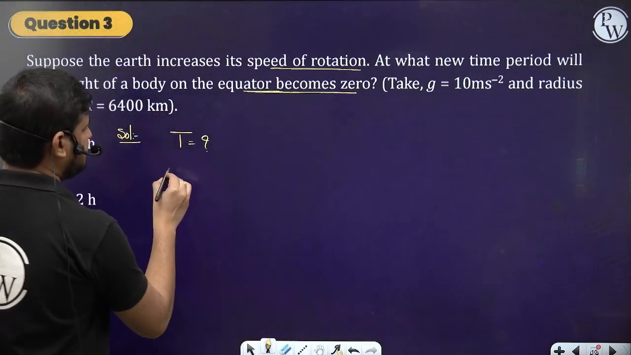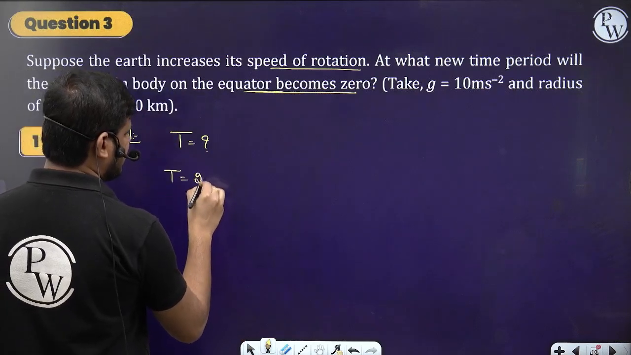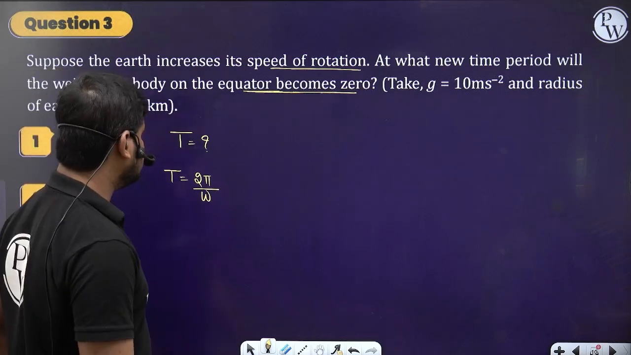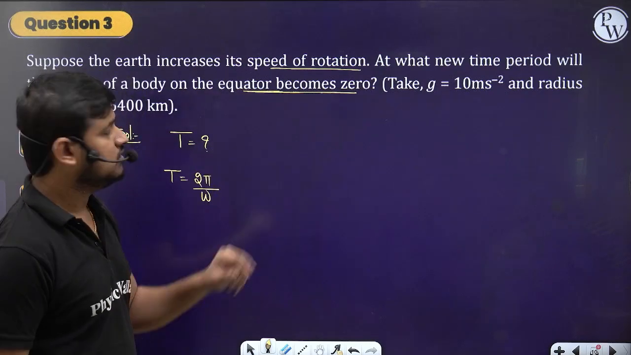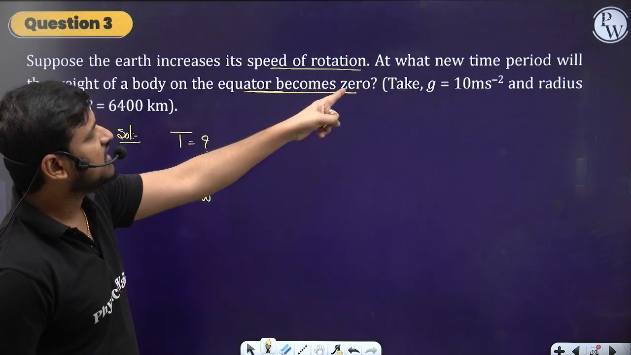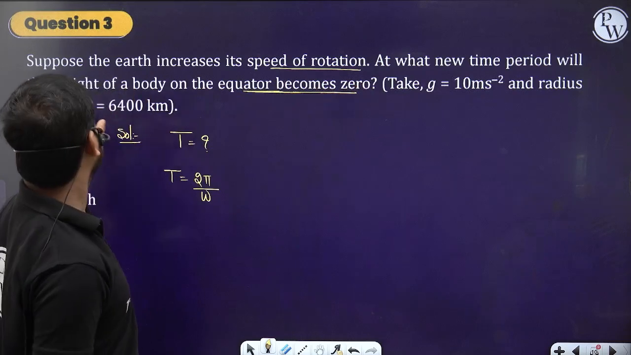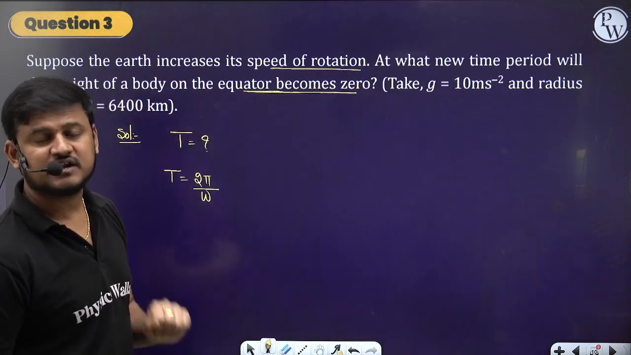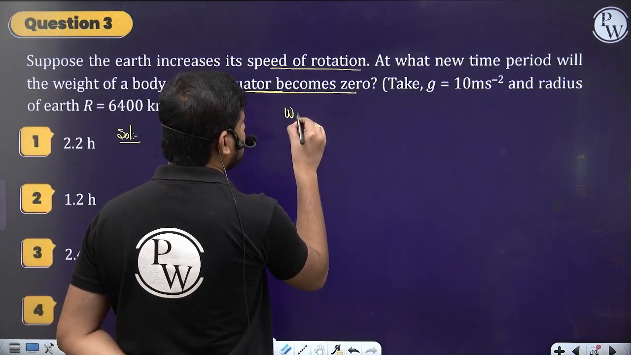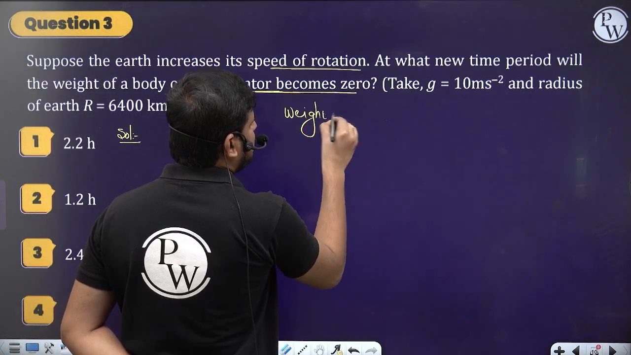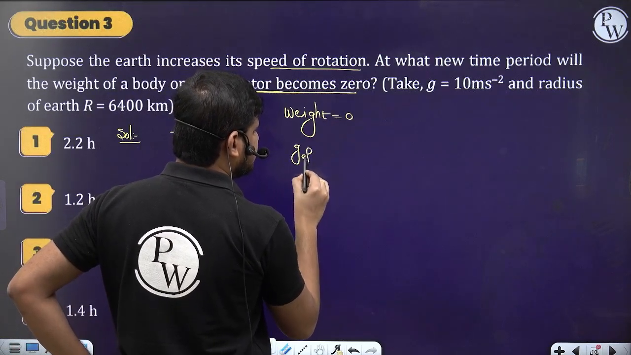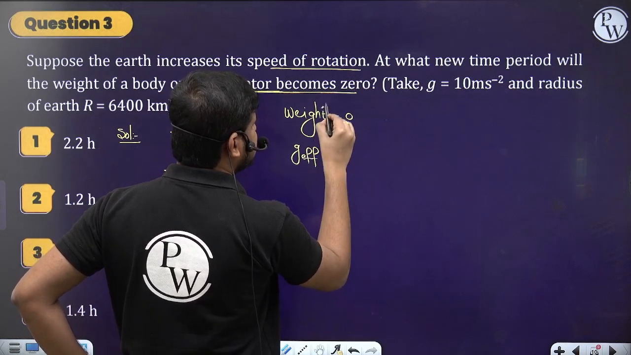See, if you have to find the time period, simply shall I write T equals 2 pi by omega? So this omega you have to find. What is the omega value? How do you find the omega value from here? See here, at the new time period, the weight of a body on the equator becomes 0. Weight 0 means, shall I say that the g effective is 0? Why? Because weight is nothing but mg.